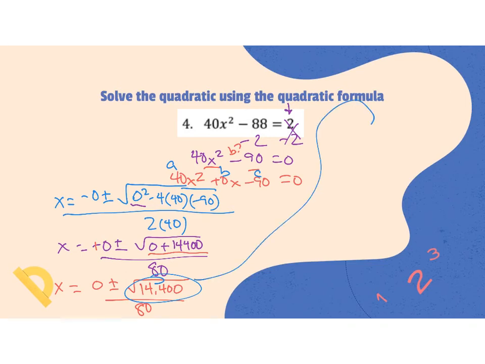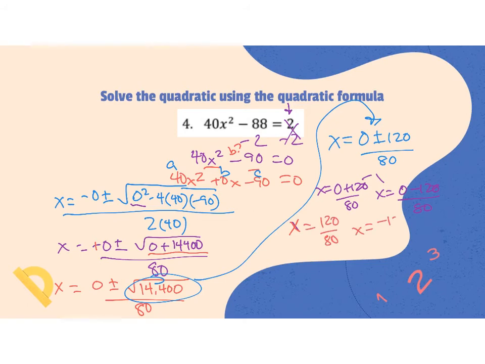So here, I'm going to come up a little higher this time. X is equal to 0 plus or minus 120 over 80. Split them apart. That's x equals 0 plus 120 over 80, and x equals 0 minus 120 over 80. Sorry if that's hard to read. So then I have x equaling 120 over 80 and x equaling negative 120 over 80.